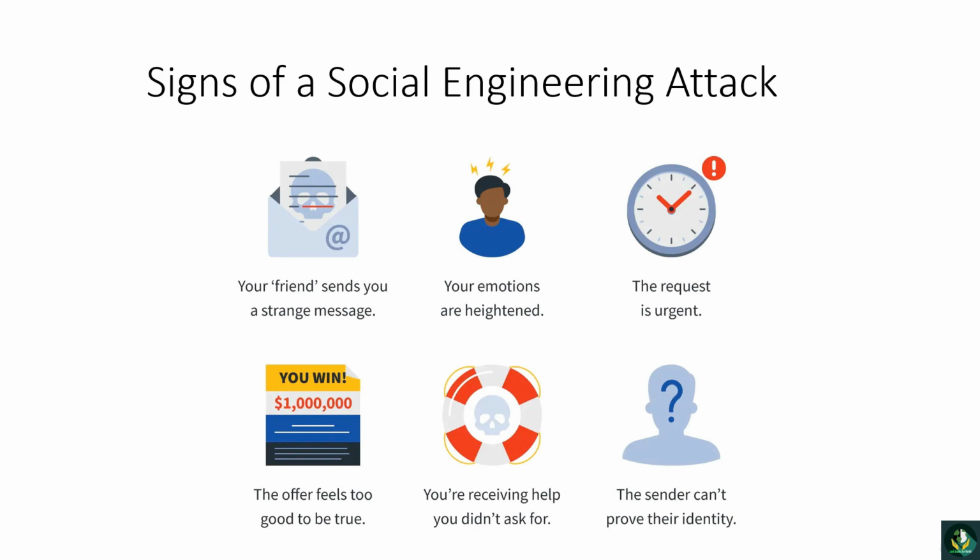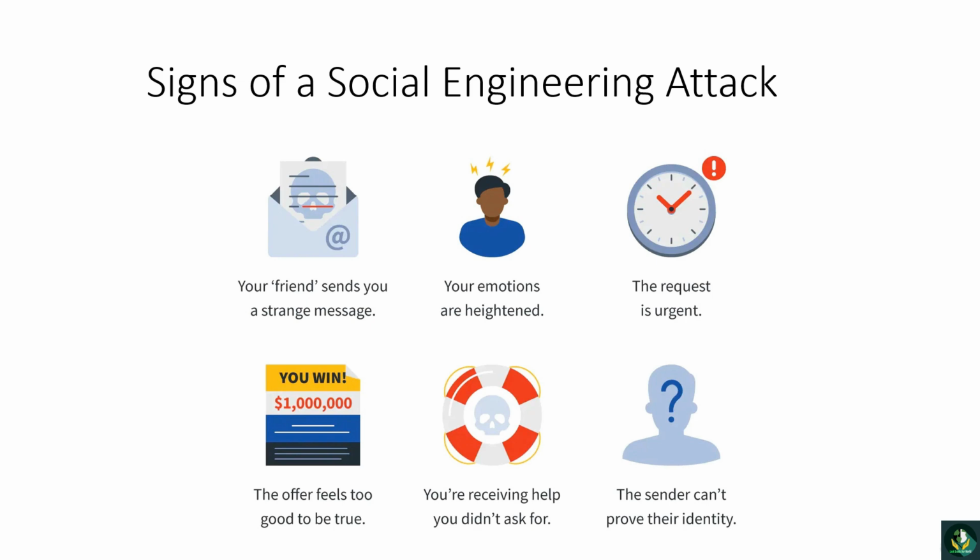Your friend sends you a strange message. Social engineers can pose as trusted individuals in your life, including a friend, boss, co-worker, even a banking institution, and send you a suspicious message containing a malicious link or download. Just remember, you know your friend best, and if they send you something unusual, ask them about it.